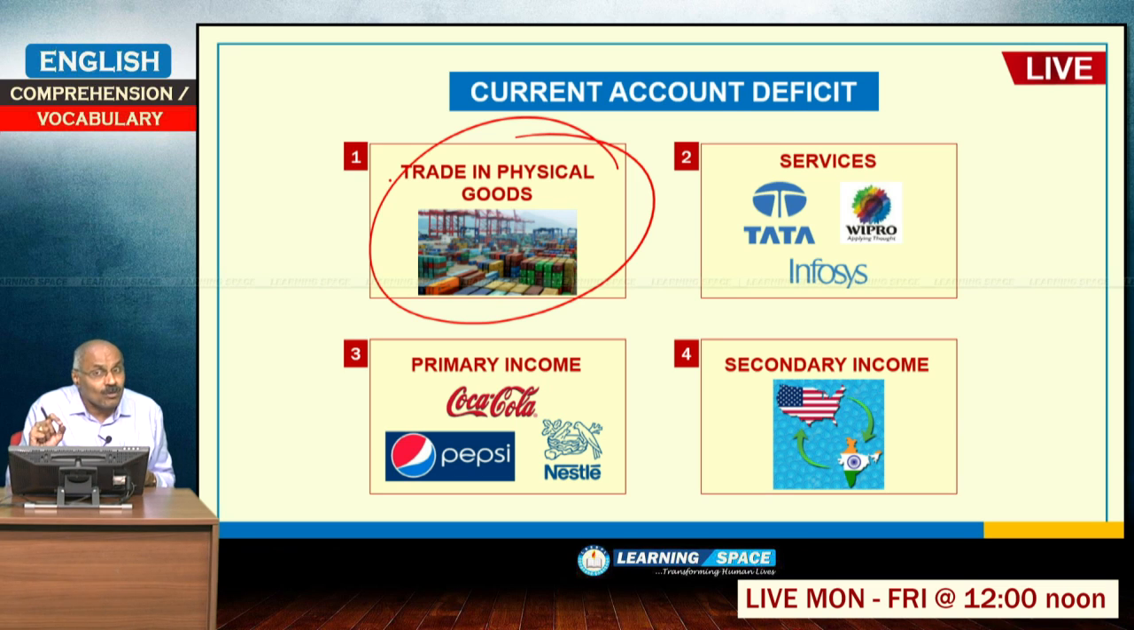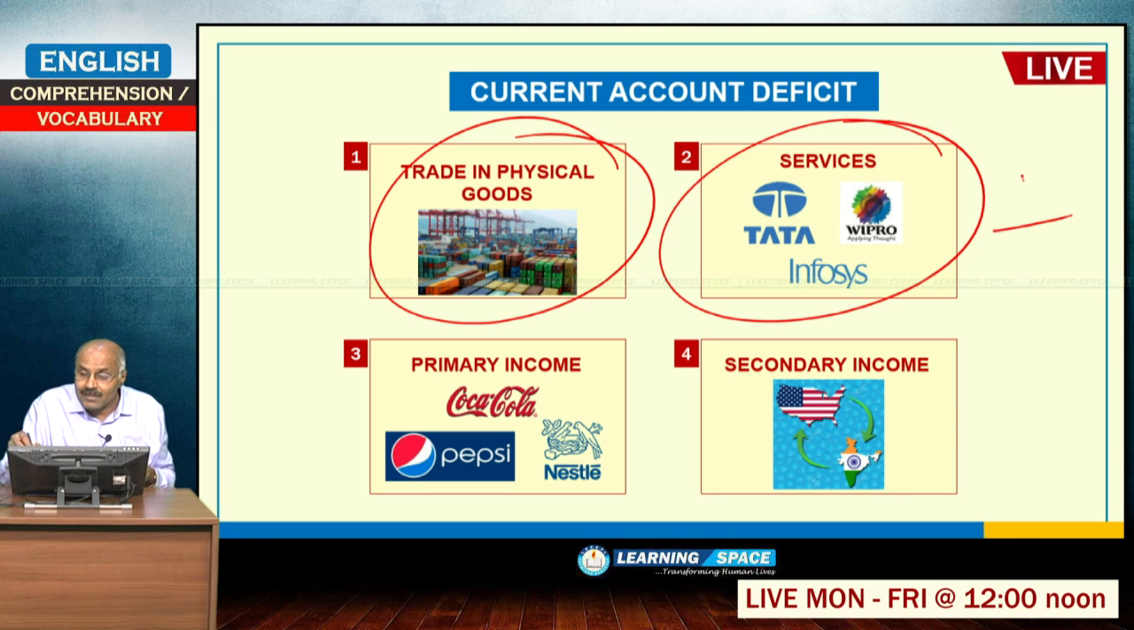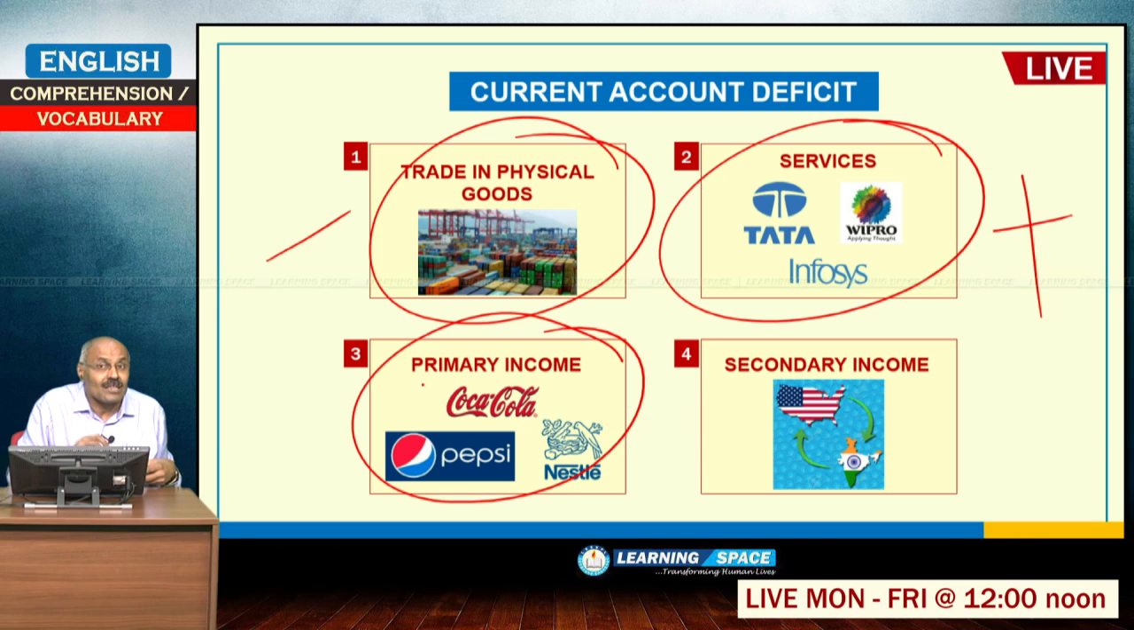exports minus imports, it is always negative for us. Then services, it is always positive for us, because we are quite good in services. Our software sector is basically responsible for the plus in services. This is minus because our imports are more than exports. Then primary income, this primary income is minus. This is the factor income because of multinational companies in our country. Multinational companies in our country are more, and every year they take away profits, royalties. So, that is negative for our country.